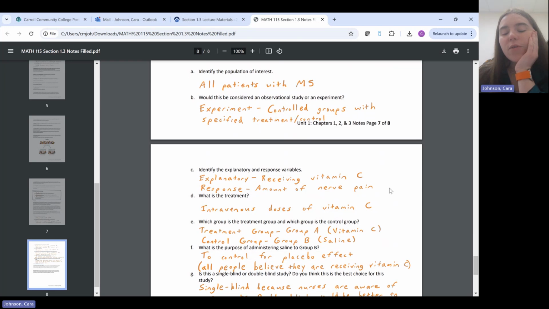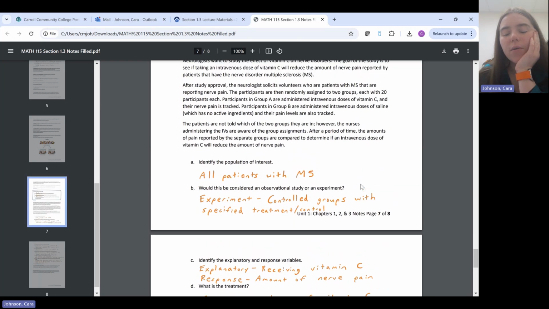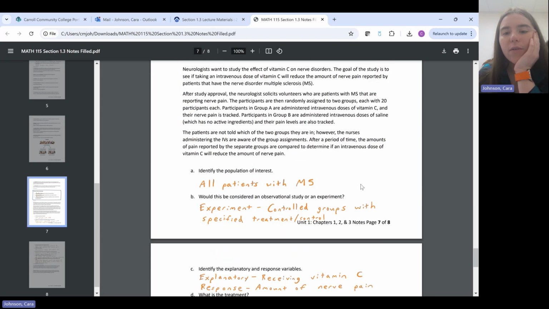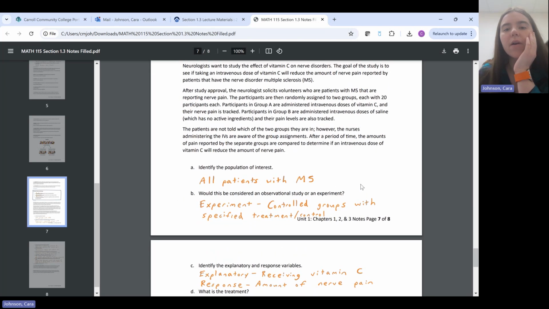And then explanatory and response variables. The explanatory variable is receiving vitamin C, and the response is the amount of nerve pain. The explanatory variable, as a reminder, influences the response variable. So whether they receive vitamin C or not is going to influence the amount of nerve pain they have.